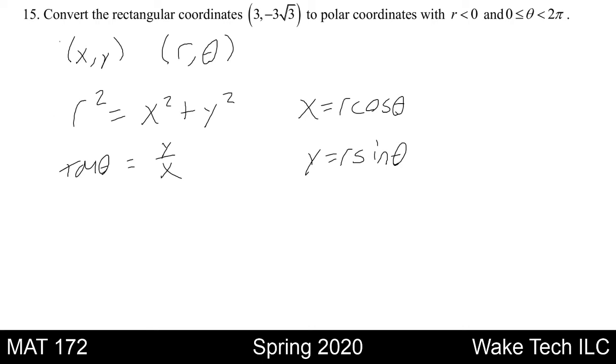Now, only two of these are really helpful because here we're given a rectangular coordinate and we're supposed to turn it into polar, for which these first two equations are really helpful.